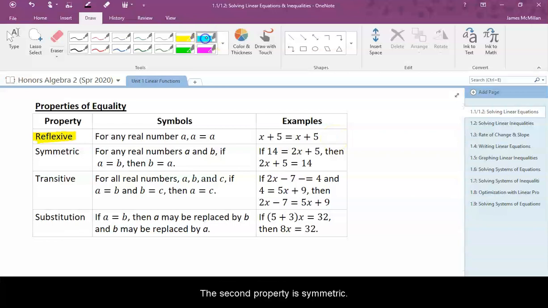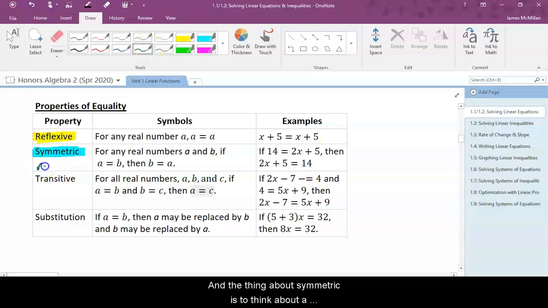The second property is symmetric. And the thing to think about with symmetric is to think about a mirror. When you look in a mirror, everything that's on the left ends up on the right, like think about your webcams when you're taking your selfies, everything ends up on the opposite side. So if A is equal to B, then B is equal to A.